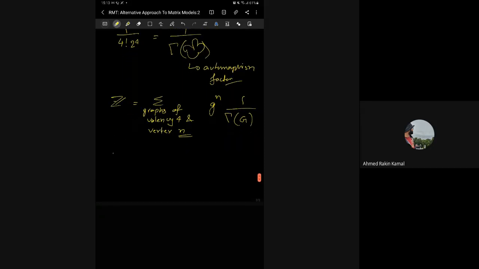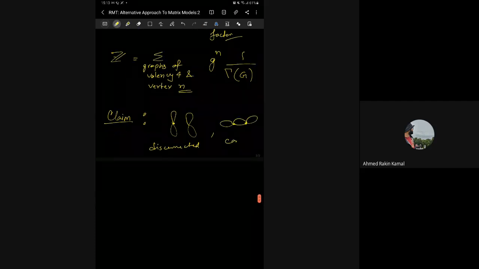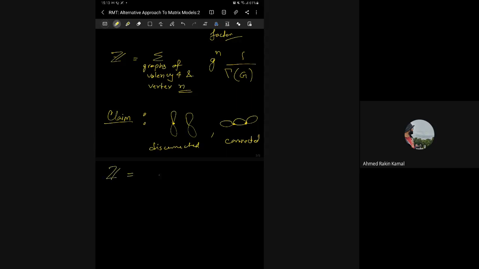And I claimed that this function, which generates all my graphs, connected and disconnected, for example, this is a disconnected graph, and this is a connected one. And I claimed that you can get all the graphs from just connected ones.